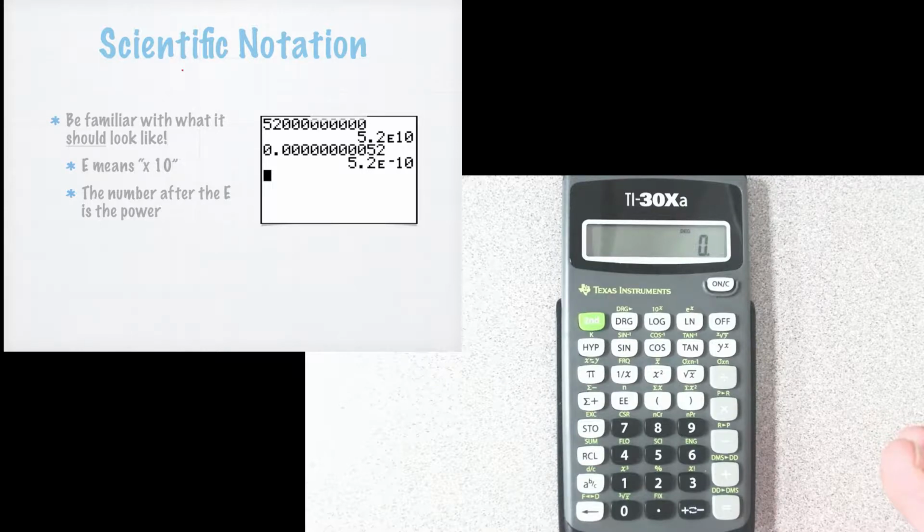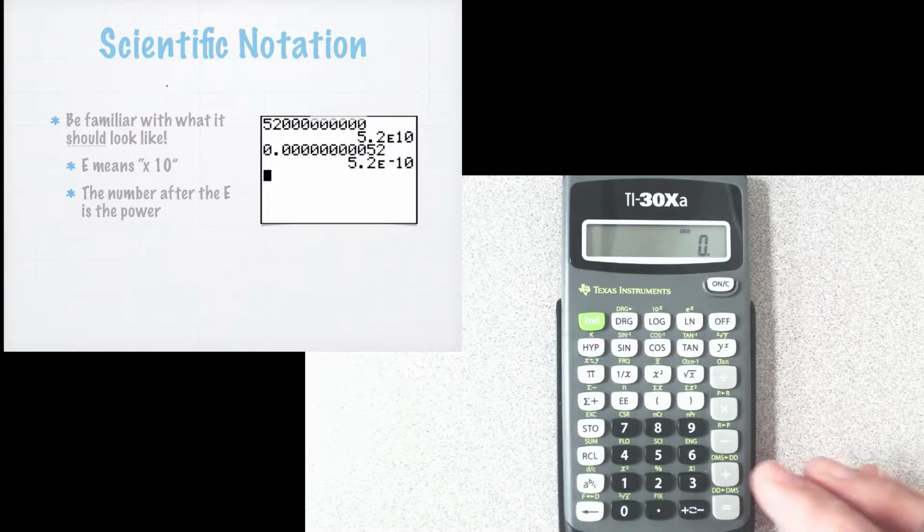Here's a small one, so 0.000, there's 1, 2, 3, 4, 5, 6, 7, 8, 9 zeros, and then a 5. So again, when we move that decimal over to get our number between 1 and 10, 5.2, it's times 10 to the minus 10th. So notice there's a negative there in front. Okay, so the E means times 10.